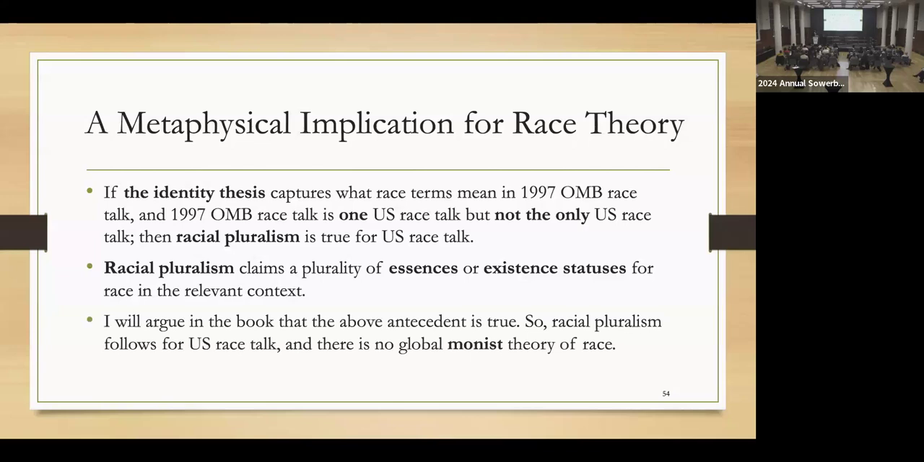I'm of course going to give this a more careful defense in the book, but the other prominent theories in the literature I would classify as monist theories, because they're saying that race has a single sort of essence, whether it's socially constructed or biological or whatever. I'm saying that that is fundamentally mistaken.